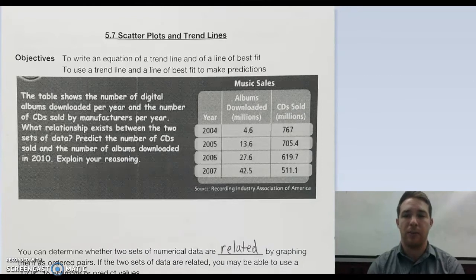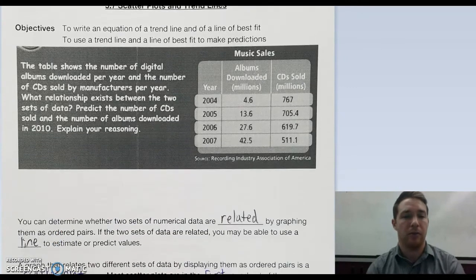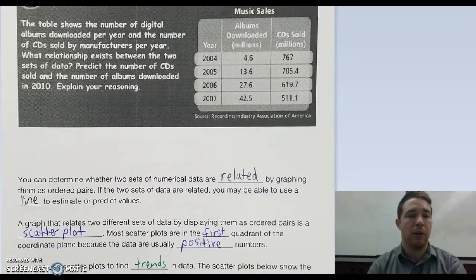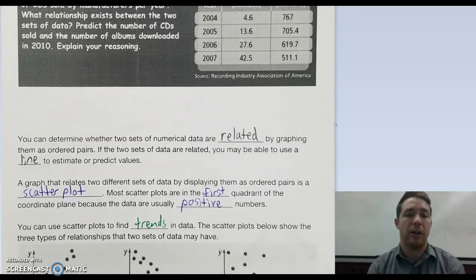So first of all, we're going to skip through that first problem. You can look back at it, especially after we cover this, and see if it makes a little bit more sense. But we can determine whether two sets of numerical data are related if we graph them as ordered pairs, so XY pairs. If the two sets of data are related, you may be able to use a line to estimate or predict values. We're going to be working on making those lines in this section.